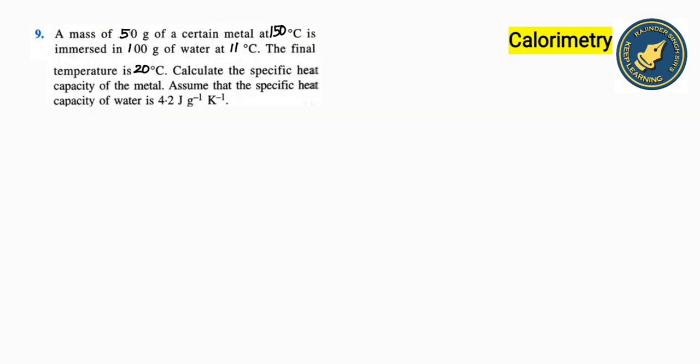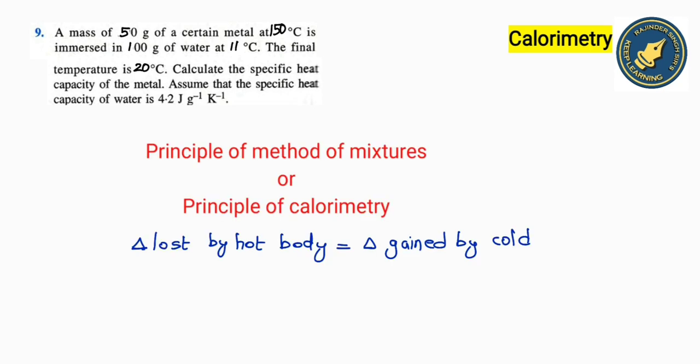Question number 9. But before starting this question, whenever two things are mixed, there is one more concept we have to remember, that is the principle of method of mixtures. It is also called the principle of calorimetry. So this principle says heat energy lost by a hot body will be equal to heat energy gained by the cold body. So let us use this in this sum.